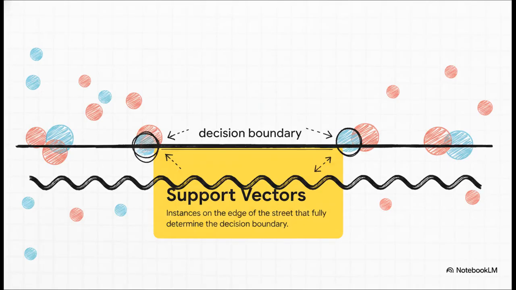It's looking to build this massive buffer zone, a large margin classification, so there's plenty of breathing room between the classes. So the crucial point is, not all data points actually matter when we're paving this street. You could add thousands of new data points miles away from the street, and it wouldn't change our decision boundary one bit. The entire street is completely determined, or supported, by just the specific data instances located right on the edge of the pavement. These VIP edge cases are literally what we call support vectors.